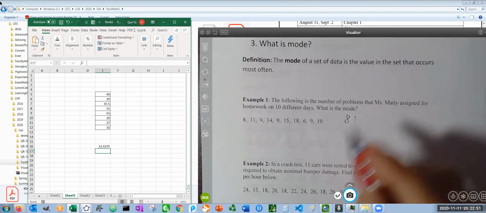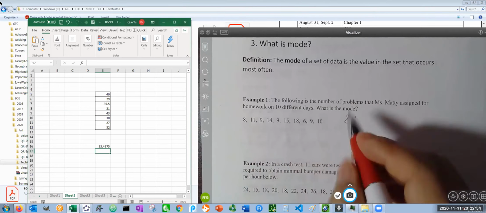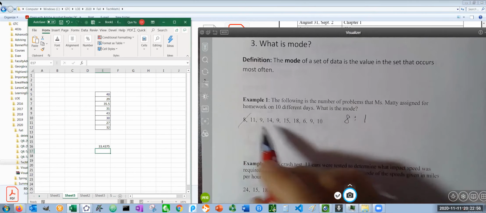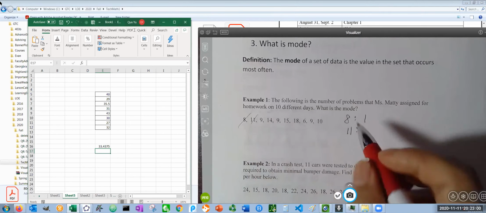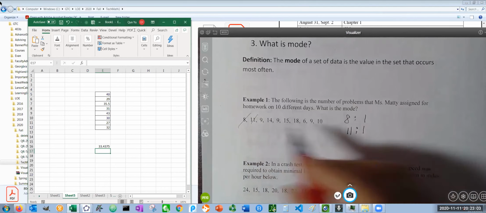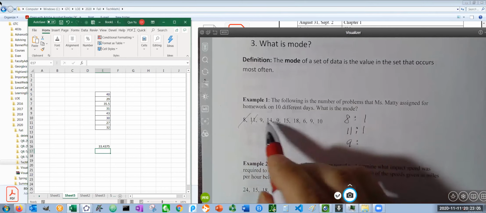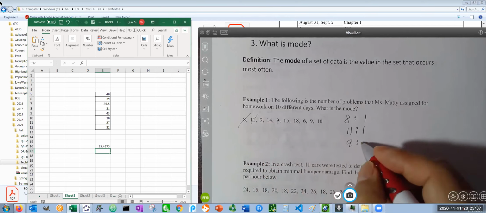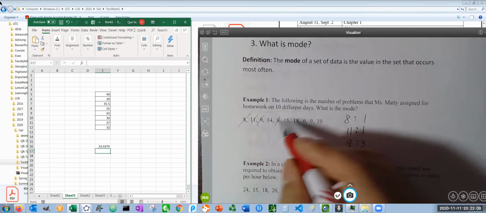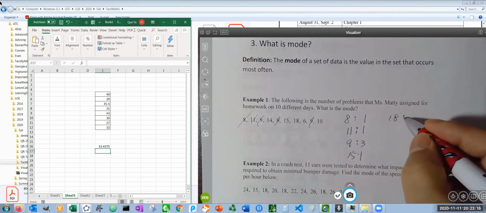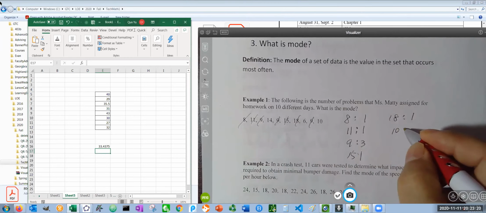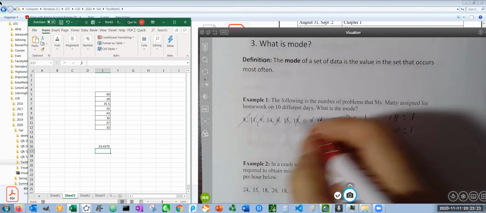So 8, let me see how often 8 shows up. Only once. And 11, how many times does 11 show up? Only once. And 9, how many times does it show up? 1, 2, 3. 9 occurs 3 times. And 15 only occurs once. And 18 occurs once. And 10 also occurs once. Now I've gone over all of the data.